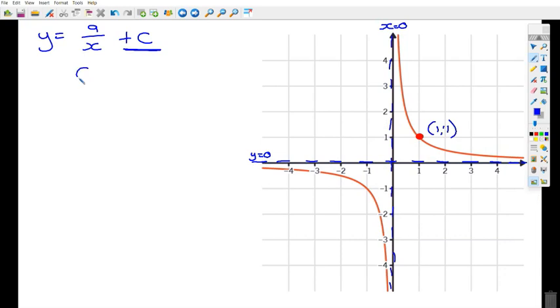Alright, so my C value is going to be 0. Nice, I've got my C value. Now I need to go and look for my A value. I don't have that yet, so I need to go find it first.